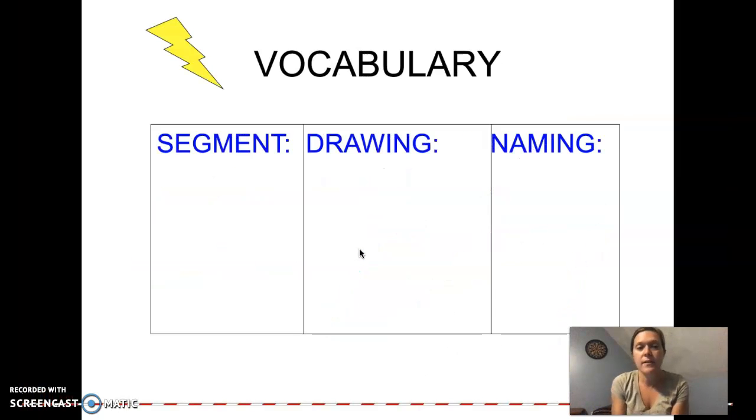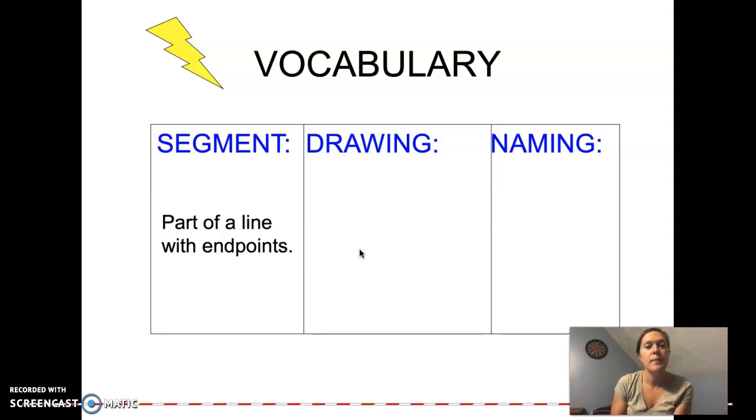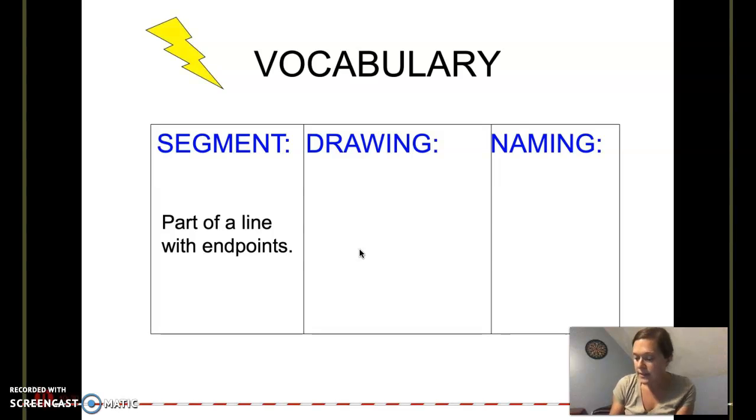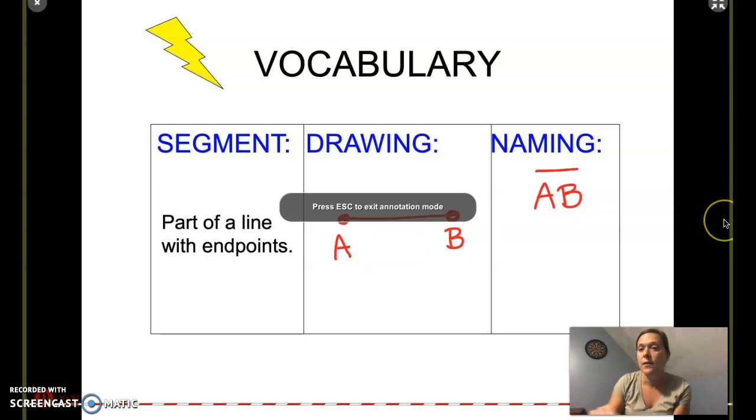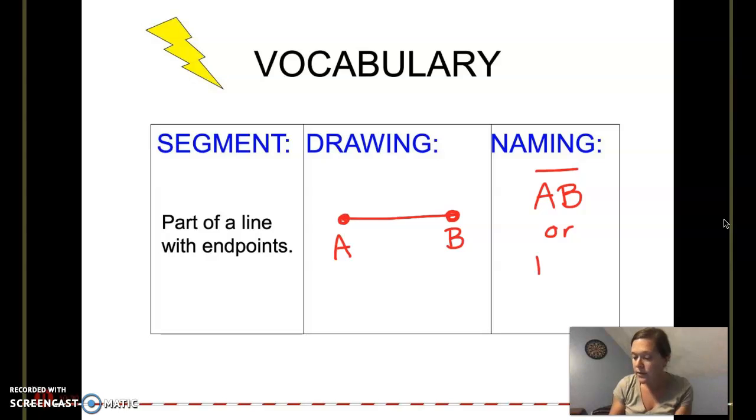Very good. Okay, so now let's look at some specific types of things that can happen to a line. Our first is a line segment. A segment is a part of a line with endpoints. So for our drawing, here's my line segment with endpoints. There's point A, there's point B. Just like naming a line, I'm going to use the 2 letters that are the endpoints, and I'm going to put just a line, no arrows, on top. And that would be your line segment. Or we can rearrange the order and call it line segment BA.